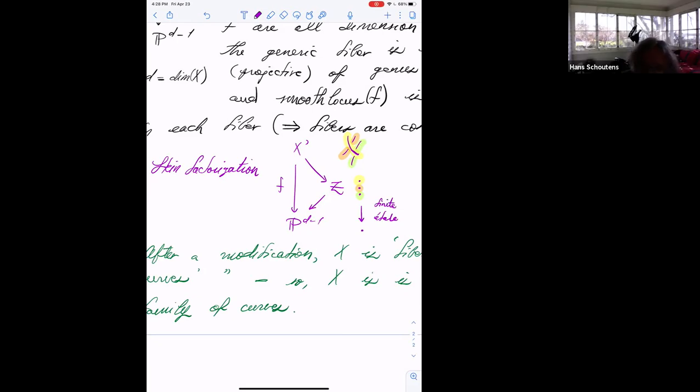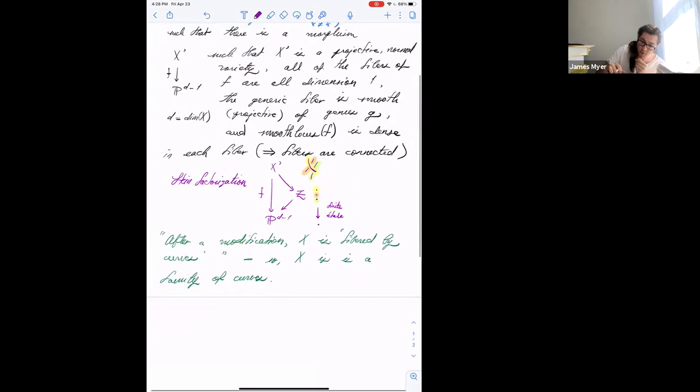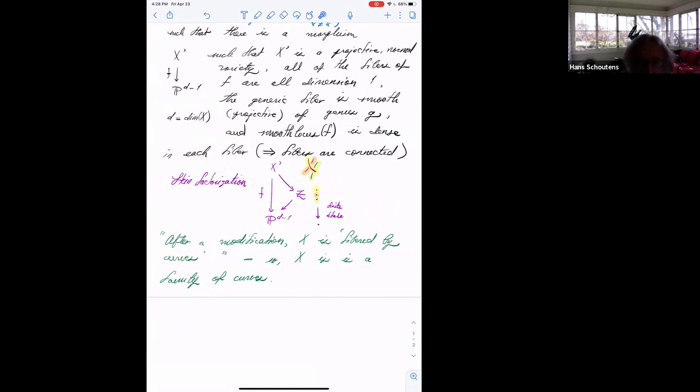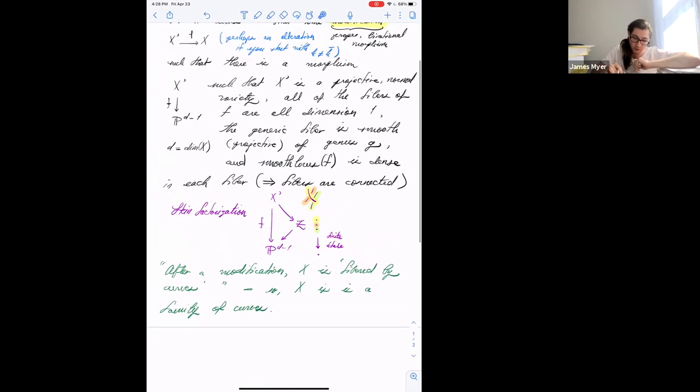Why is it on the whole space? Yes, so it is on the whole space because of this smooth locus being dense in each fiber. So, smooth locus being dense in each fiber. How did you get that to happen? So that happens by the construction of the family, right?